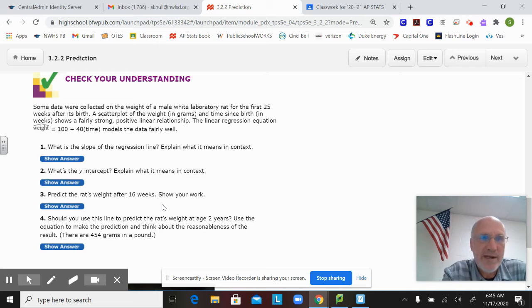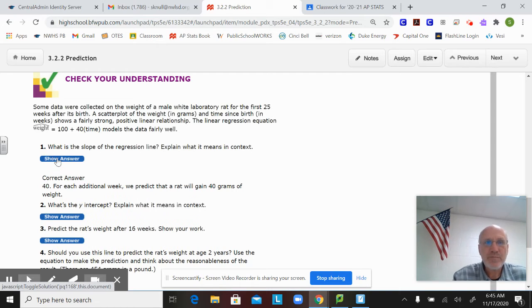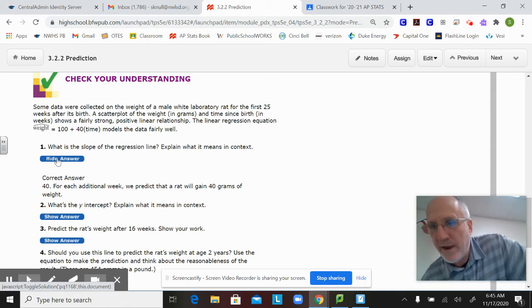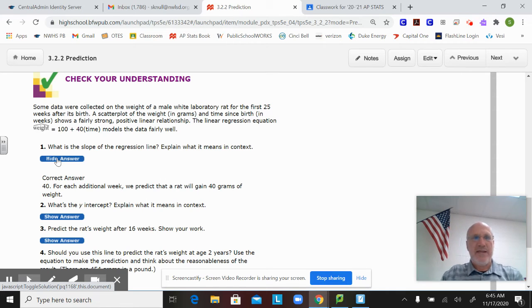The linear regression equation, and there's the equation. Again, at the moment, it gives us the equation of the line. Weight hat or y hat equals 100 plus 40x, or 40 times time. What is the slope? Part number one. What is the slope? And explain what it means in context. Well, you've got to know that the slope is 40, and that means that for each week, you'd expect the weight of the rat to increase by 40 grams. So let's see if that's what that says. For each additional week, we predict that a rat will gain 40 grams of weight. That's interpreting the slope in context.